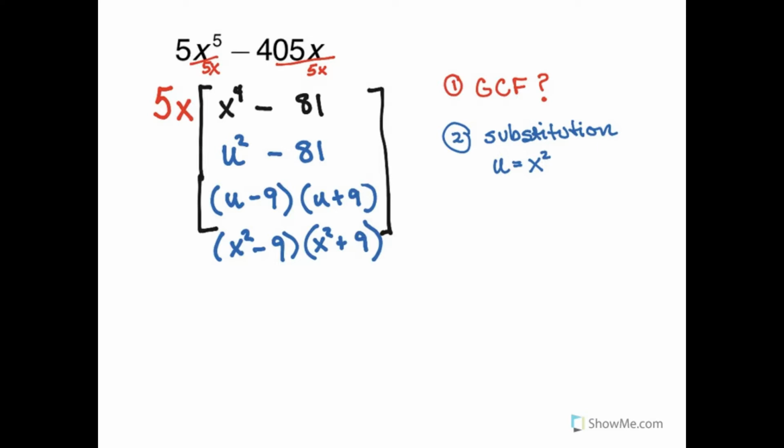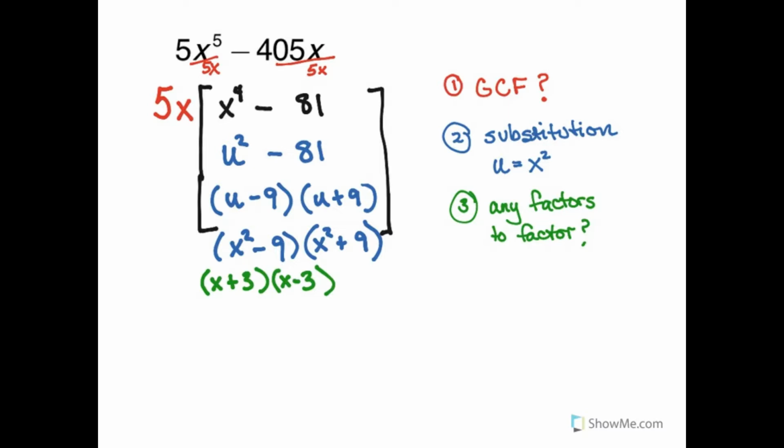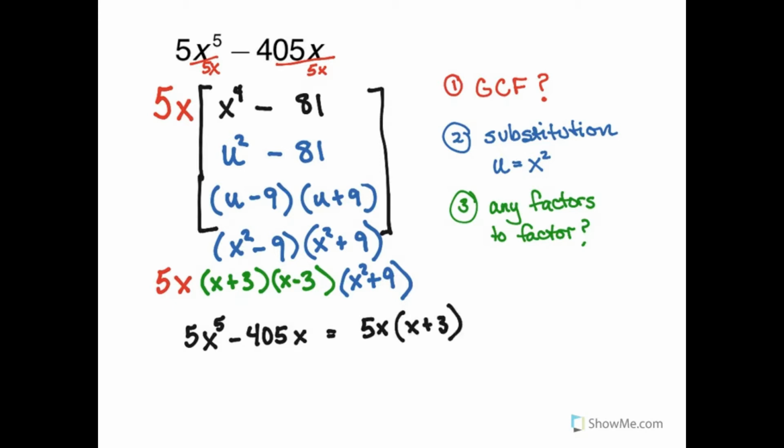Well, there's going to be one more step. I can factor x squared minus 9 into x plus 3 times x minus 3. The x squared plus 9 is not factorable. The sum of squares is not factorable. And don't forget the GCF that we pulled out at the beginning. So 5x to the fifth minus 405x is equal to 5x times x plus 3 times x minus 3 times x squared plus 9.